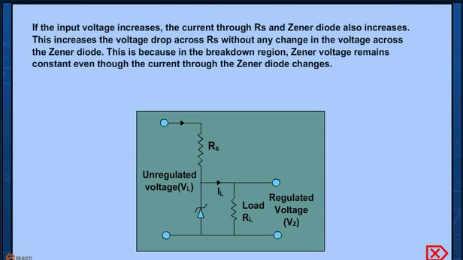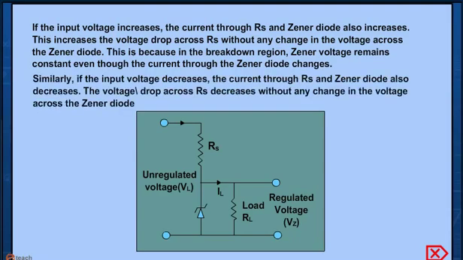If the input voltage increases, the current through Rs and the Zener diode also increases. This increases the voltage drop across Rs without any change in the voltage across the Zener diode. This is because in the breakdown region, the Zener voltage remains constant even though the current through the Zener diode changes. Similarly, if the input voltage decreases, the current through Rs and the Zener diode also decreases. This decreases the voltage drop across Rs without any change in the voltage drop across the Zener diode.